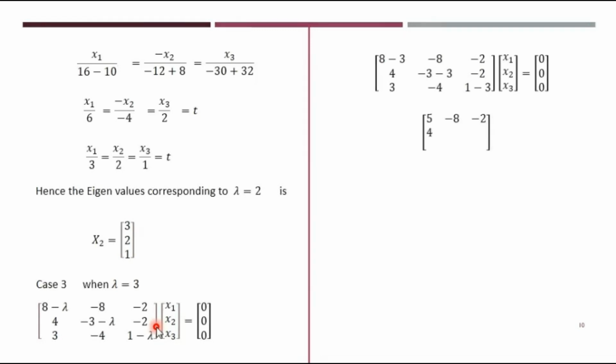So 5 minus 8 minus 2, 4 minus 6 minus 2, 3 minus 4 minus 2, times x1, x2, x3 equal to 0, 0, 0. Write the equations corresponding to this. Even if you don't write the equations, fine. You can calculate from here also. Take the first two rows, leave out the first column, take the determinants of the remaining. That also can be done directly, no problem.